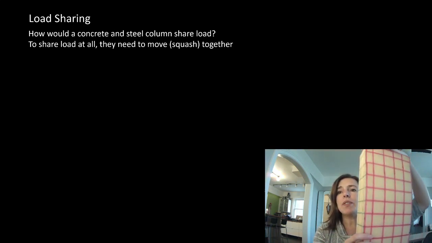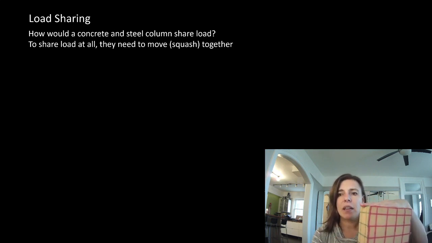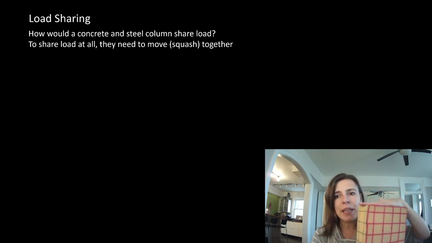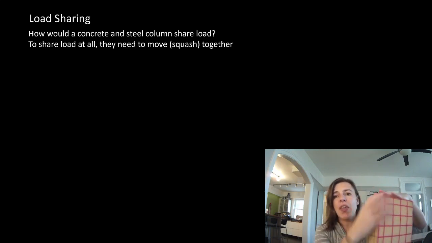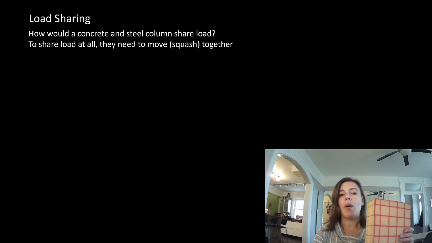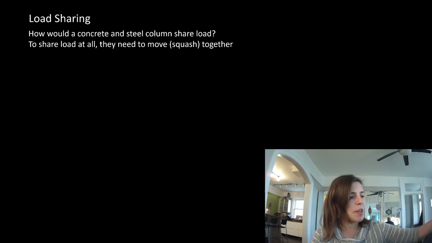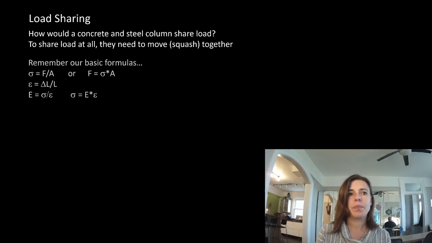So, what do we know about things moving? Well, we know that the measurement of how much it moves compared to its original length is strain. So if those two things are moving together or having the same amount of delta, we know that they must have the same strain. So there's a relationship there that means we can start to calculate things.